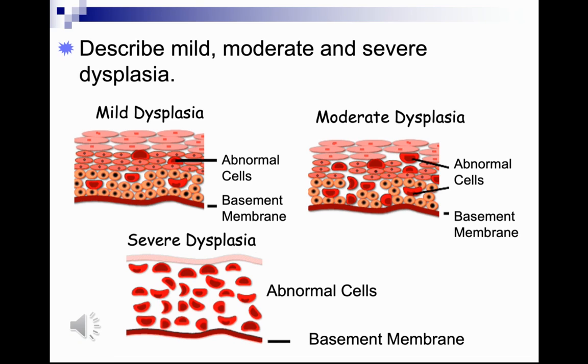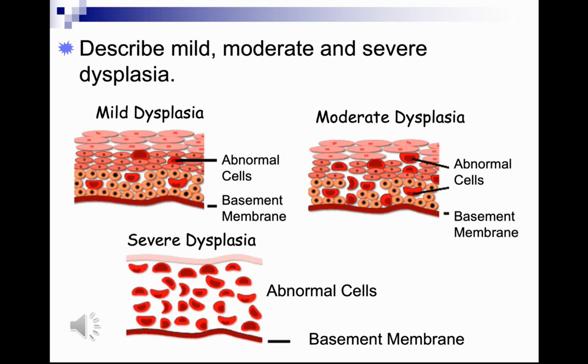Mild and moderate dysplasia is not malignant. Severe dysplasia, now that could be considered a malignancy. Severe or high-grade dysplasia. Note that mild dysplasia is a few cells, oftentimes we'll say a third.